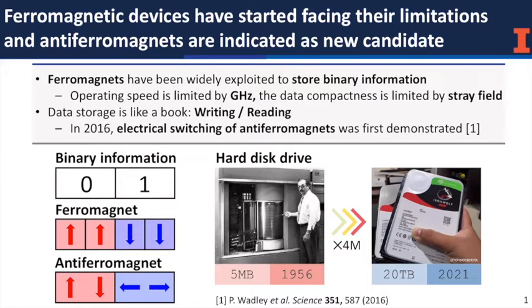About 70 years later, it became 20 terabytes within our hand, which has 4 million times larger storage nowadays. However, the ferromagnetic device has started to face its limitations. For example, its spin frequency is limited to gigahertz, and the data compactness is limited by the stray field. Meanwhile, in 2016, electrical switching of antiferromagnets was first demonstrated. Unlike ferromagnets, antiferromagnets have this antiparallel spin configuration. Thus, this 90-degree rotational difference can be used to store the binary information like 0 and 1. So this research triggered further investigation on metallic antiferromagnets.